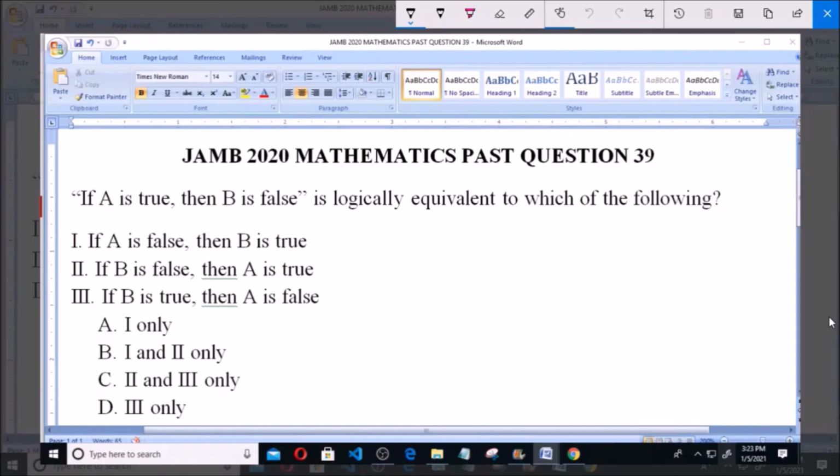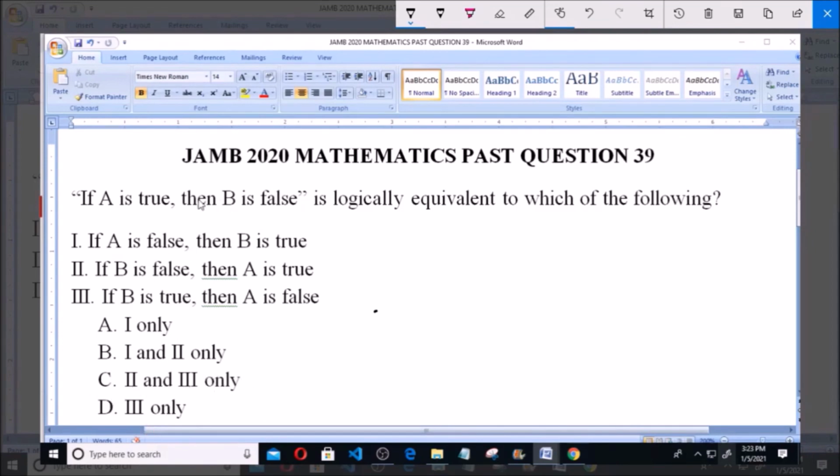If A is true, then B is false. It's logically equivalent to which of the following? I, if A is false, B is true. II, if B is false, then A is true. III, if B is true, then A is false. Now, A says I only, B says I and II only, C says II and III only, then D says III only.